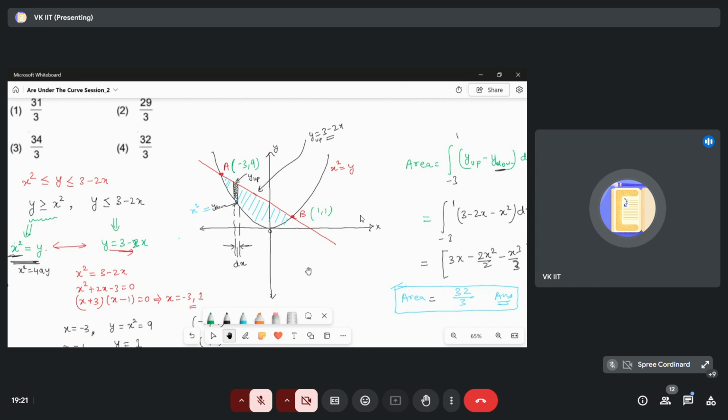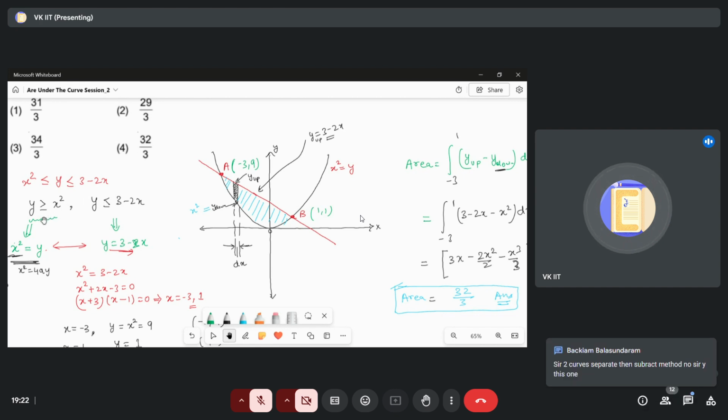Okay, there are two ways. If you are drawing on actual scale, then you will not be required to find the point of intersection, because on an actual scale you will already be taking that from the graph. But of course, in the exam you will not be drawing on the actual scale, because that will take more time. So the point is that two curves are given. The first task will be to directly find the point of intersection, because definitely they will be intersecting at some point, and that's why they are asking for the area.